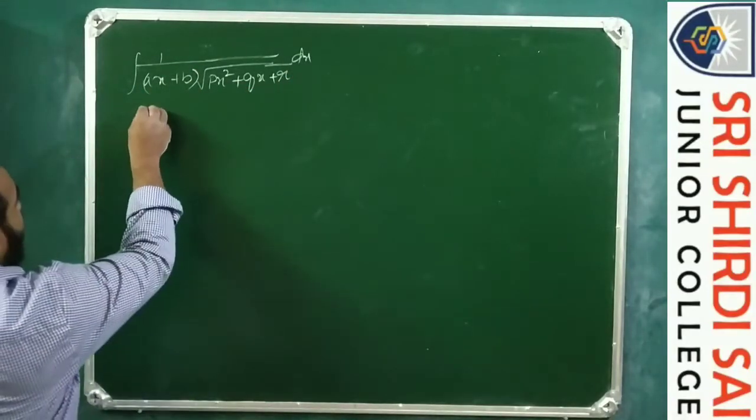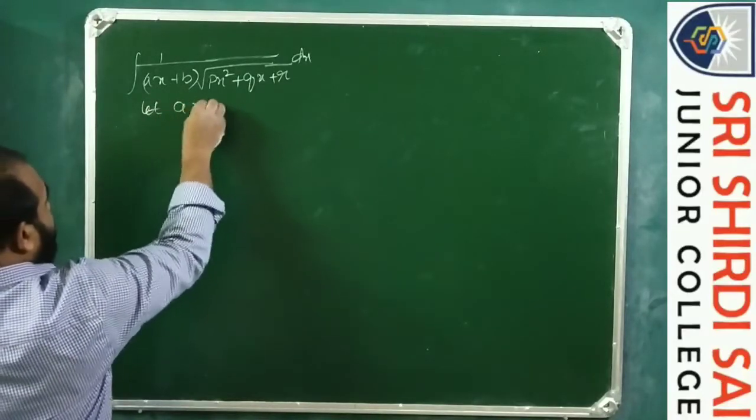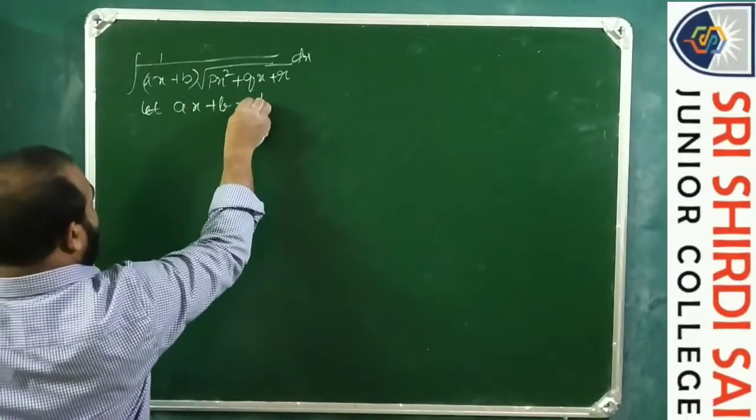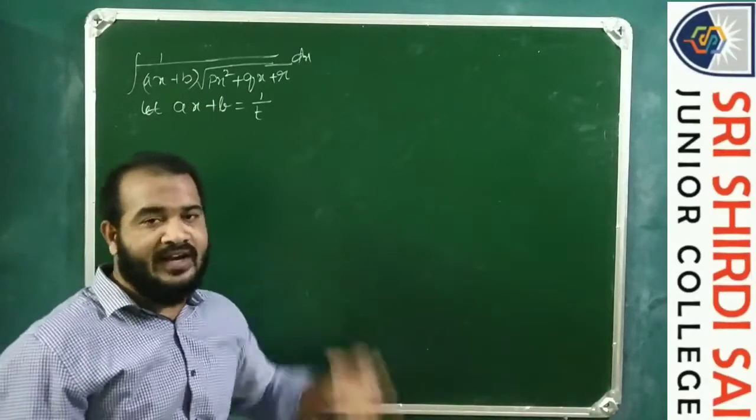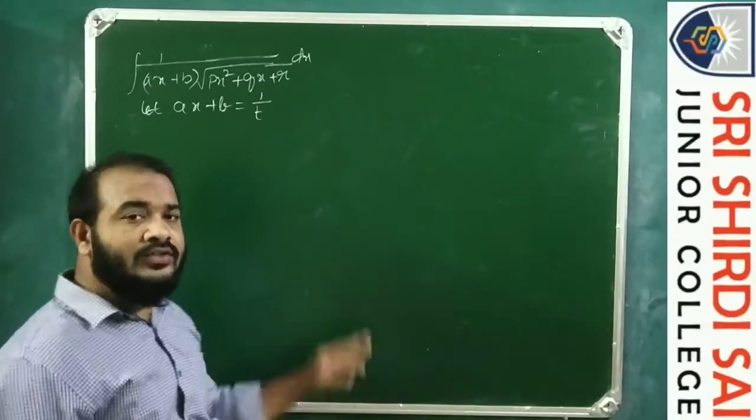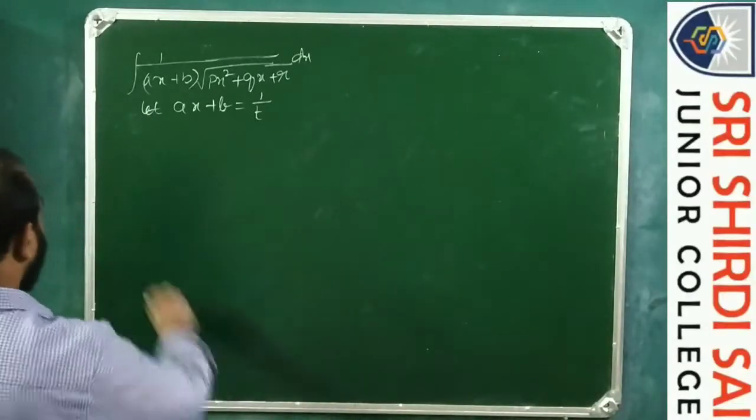Simply take, let ax plus b, the linear expression, equal to, instead of t square, 1 by t. We need to take that and proceed, and we can get the solution for this. So let us do this.